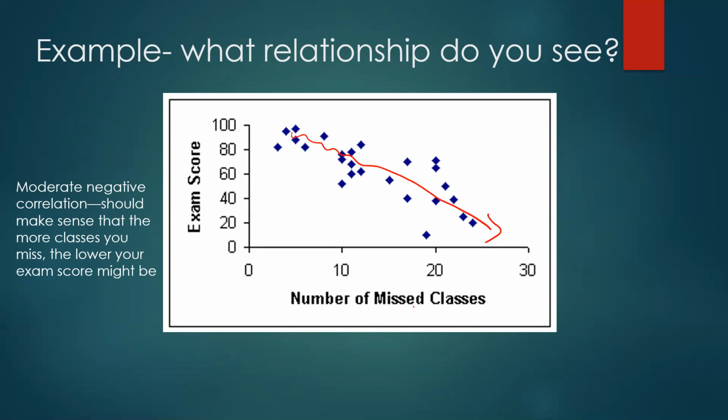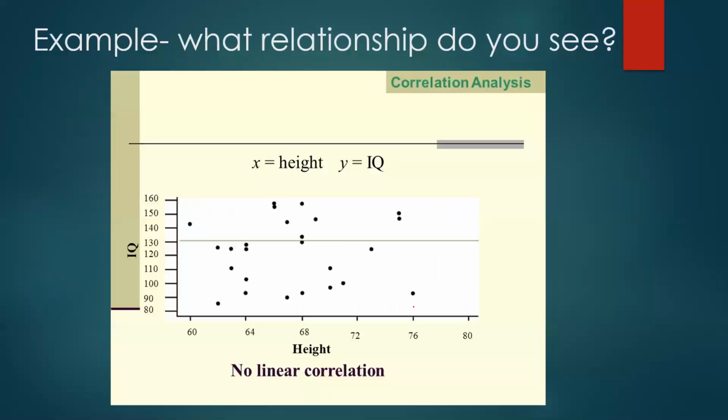So this is a negative relation, a negative correlation here. IQ and height. IQ, if you're not sure what that means, is a test that they use to assess intelligence. It's not very accurate. So basically, is there a relationship between intelligence and height?